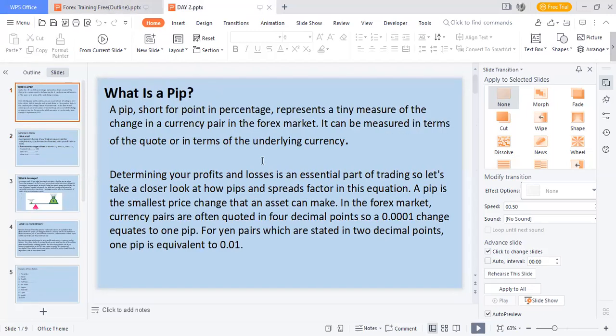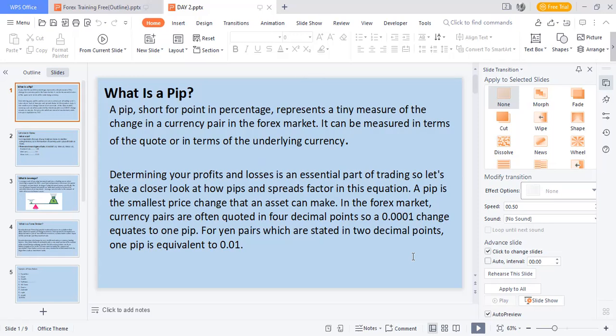A pip is known as percentage in point, and it represents a tiny measure of the change in a currency pair in the forex market. It can be measured in terms of the quote or in terms of the underlying currency. Determining your profit and losses is an essential part of trading. So let's take a closer look at how pips and spread factor into this equation. A pip is the smallest price unit an asset can make.